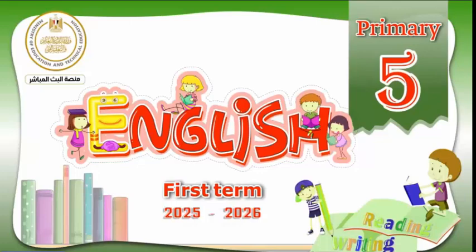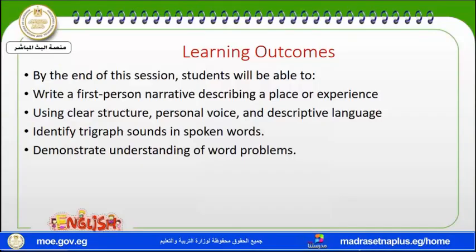Hello, my dear students. Today we are going to complete Unit 4, Lesson 3 and 4, from Lesson 3 to Lesson 5. But before we start our session today, I'd like to take you on a tour around the learning outcomes of this lesson. By the end of this lesson, you will be able to write a first-person narrative describing a place or experience using clear structure, personal voice, and descriptive language. Identify paragraph sounds in spoken words, and finally demonstrate understanding of word problems.